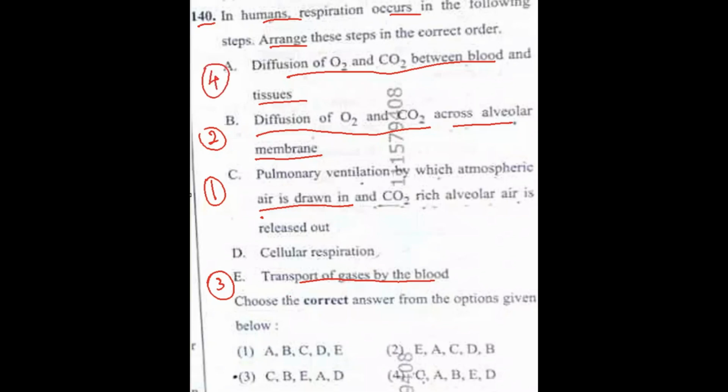And there is a final step here. Then inside the cell there will be respiration. Cellular respiration. So this will be the final step, fifth step. So here with all these order 1, 2, 3, 4, 5, it is C, B, E, A, D. Answer is option 3.